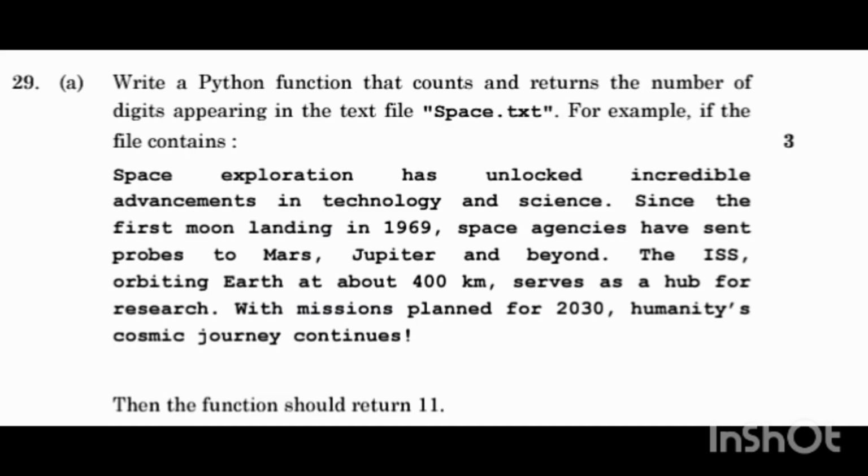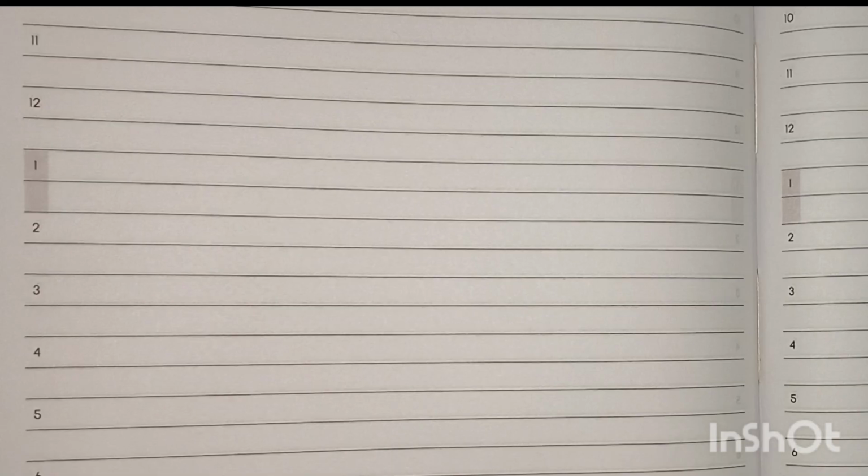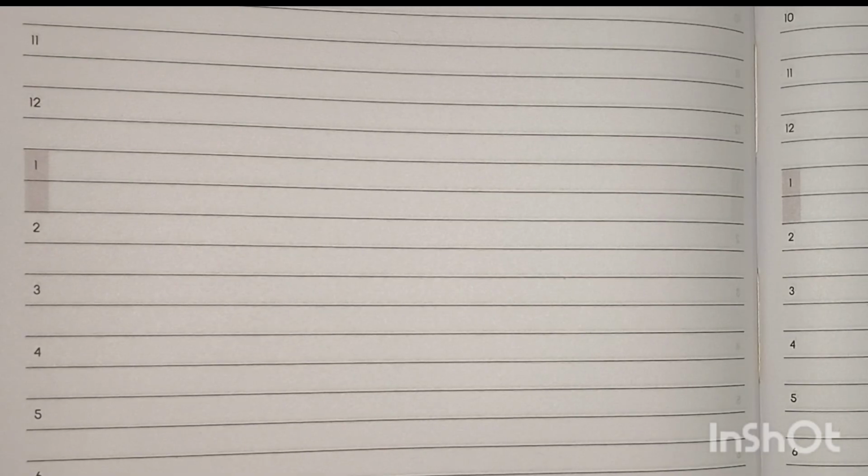Okay, fine. So, from this question, what do we need? A function that opens the file space.txt. It should read the contents, check each character, count the digits, and return the count. So, once we identify these points, the program becomes very easy. Okay, now let's write the code.